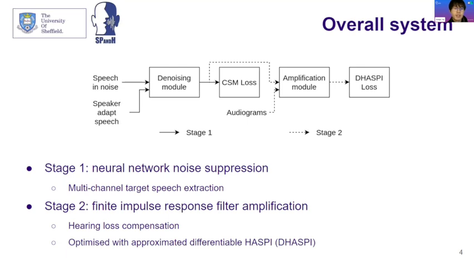In the first stage, a neural network noise suppression model is trained, and it takes the noisy speech and the speaker adaptation speech as input to perform multi-channel target speech extraction. In the second stage, an FIR filter-based module is optimized to perform the linear amplification for hearing loss compensation. This module is optimized with an approximately differentiable HASPI, which is the objective evaluation metric in CAC2.